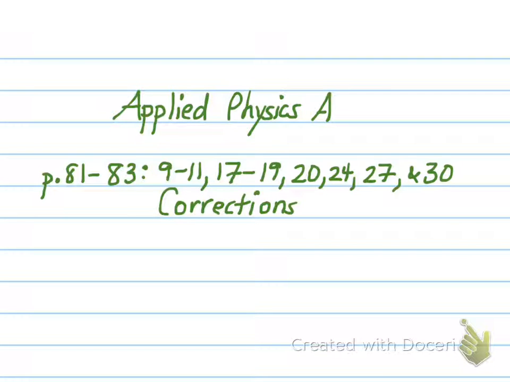Hello, Applied Physics students. Here are your corrections for the homework assignment from pages 81 to 83: numbers 9 through 11, 17 through 19, 20, 24, 27, and 30.